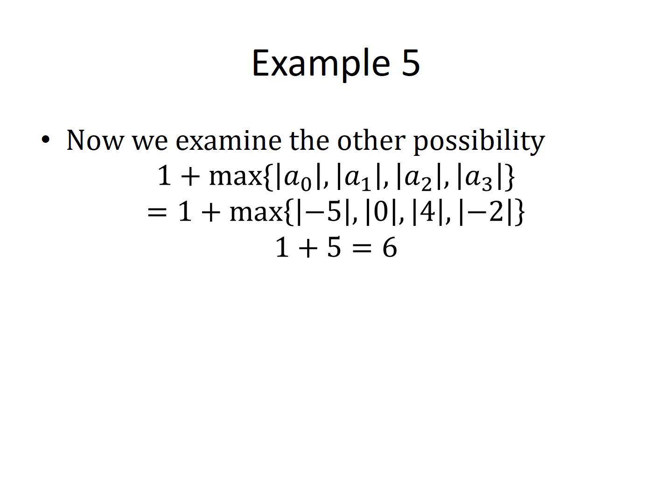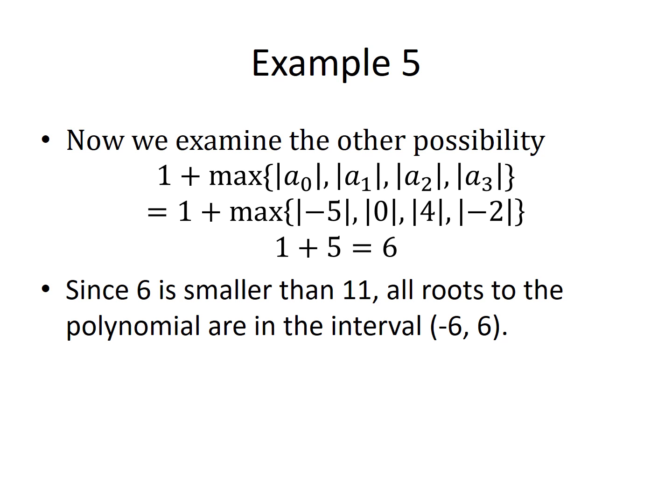Our other possibility is that we take the maximum of the absolute value of all of the coefficients except the leading coefficient. And we have the absolute value of -5, the absolute value of 0, the absolute value of 4, and the absolute value of -2. We go ahead and choose the maximum of those, which is 5 in this case, and then we add 1 to that and we get 6. Since 6 is smaller than 11, all the roots to the polynomial are in the interval -6 to 6. And that is how you use the Cauchy bounds theorem when it's stated in this fashion.